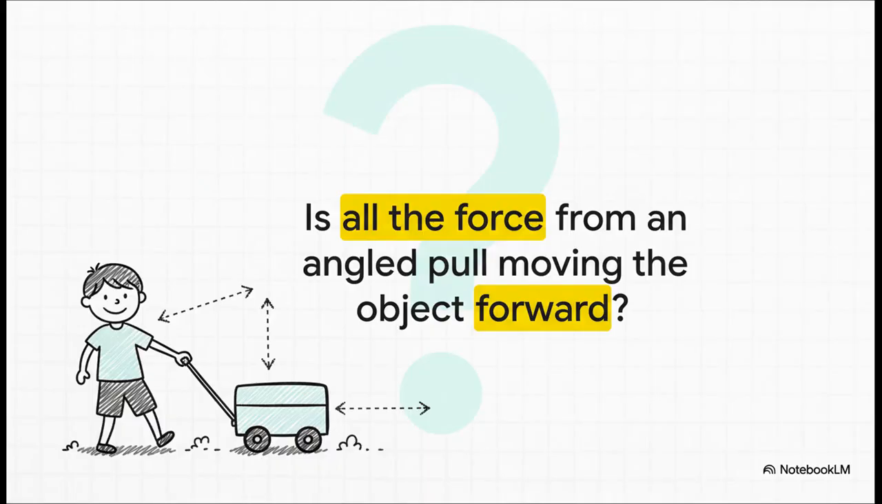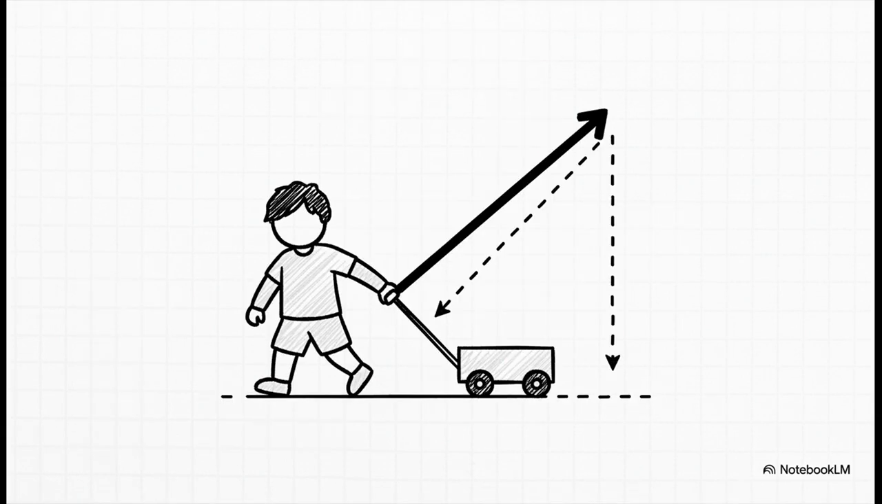Okay, so adding and subtracting forces is pretty straightforward when they're all in a nice straight line. But what happens when a force is pulling at an angle? Let's try a little puzzle. Imagine a kid is pulling a little toy trailer, but they're pulling the handle up at an angle. Is all of that effort, all of that pulling force actually helping to move the trailer forward? The answer is nope.